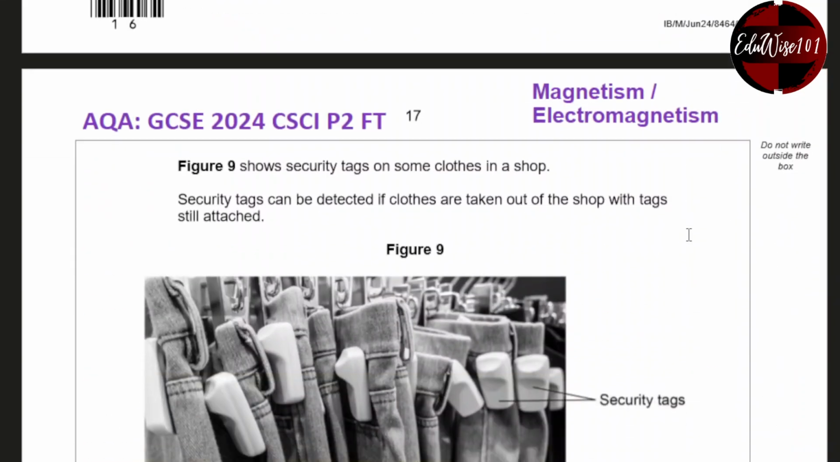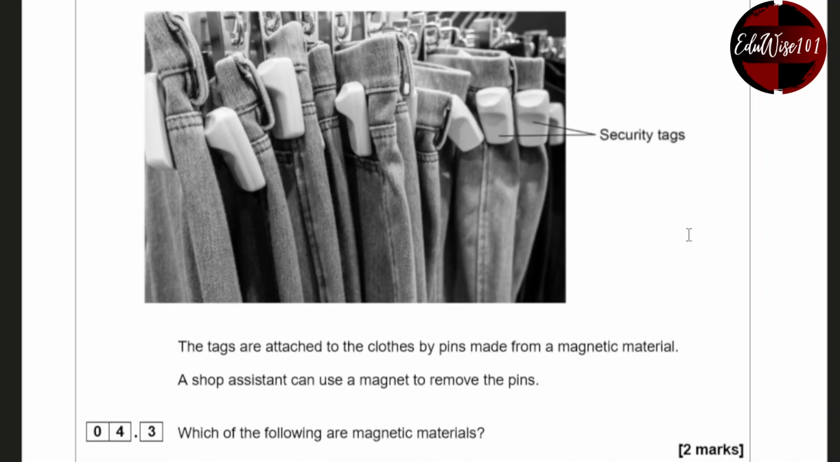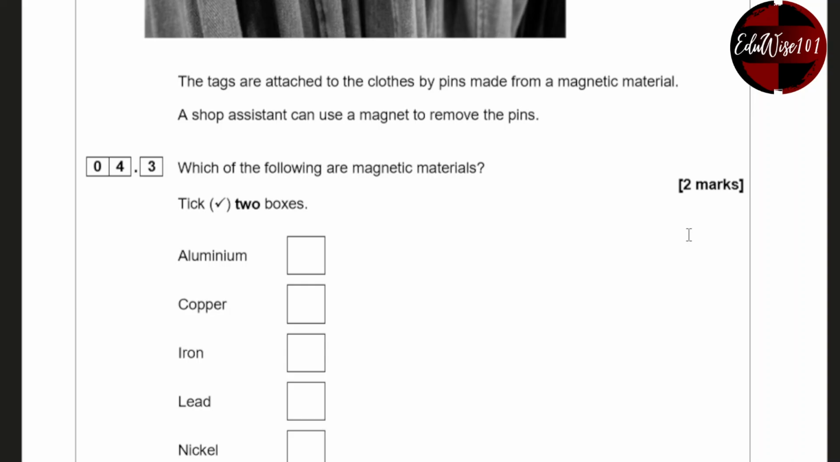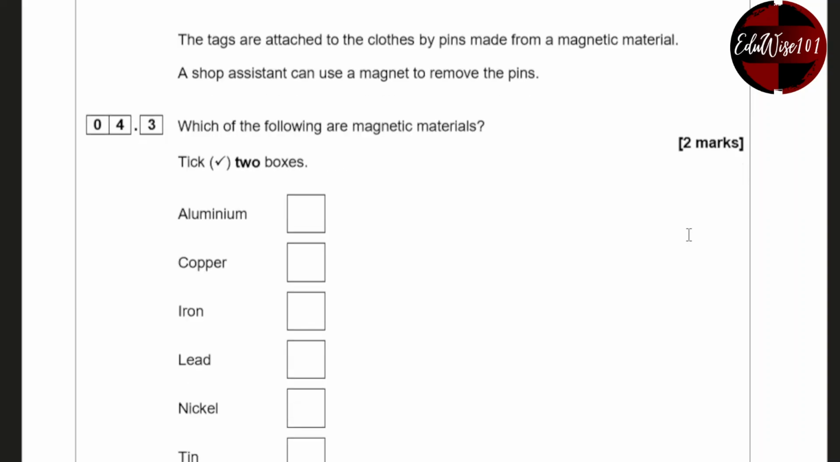Figure 9 shows security tags in some clothes in a shop. Security tags can be detected if clothes are taken out of the shop with tags still attached. The tags are attracted to the clothes by pins made from a magnetic material. A shop assistant may use a magnet to remove the pins. Which of the following are magnetic materials?